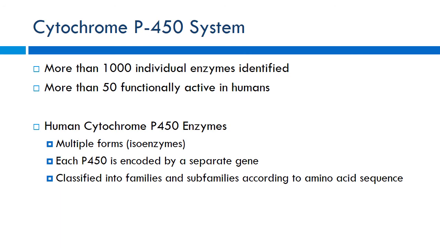There's over 1,000 different individual enzymes that are identified, and you guys should be able to identify all of them. Just kidding. It's pretty easy though. But more than 50 of them are actually functional in humans, right? So they're at least of clinical importance to us. Essentially, for all human cytochrome P450 enzymes, we talk about multiple forms. Those are called isoenzymes. So 3A4, 2B6, 2E1, those are different isoenzymes of CYP450. They're all encoded by different genes, and so you can classify them into families and subfamilies based on the amino acid sequence. Based on the naming convention, you can figure out what type of drugs it'll be metabolizing.